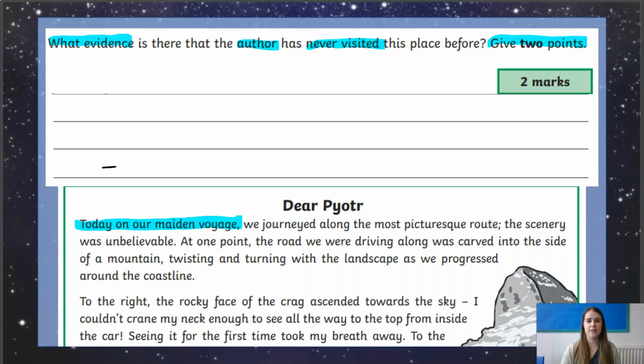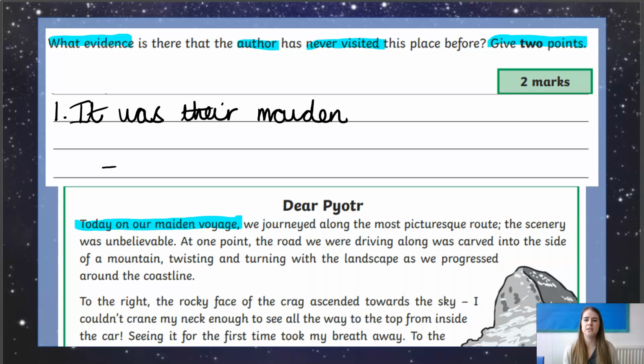Now it says here that the author's never visited this place before. It says that it was their maiden voyage. It was the first time they journeyed along this route. So my first point, it was their maiden voyage. I know it's the first time they've gone in this direction because that clue of maiden voyage means first journey.